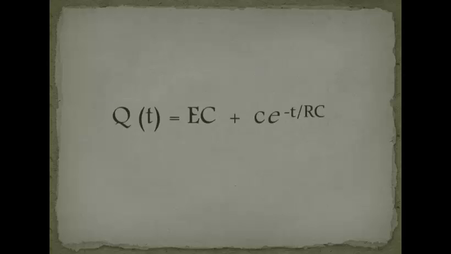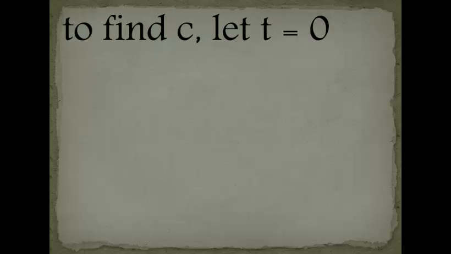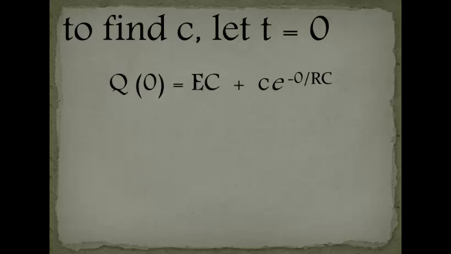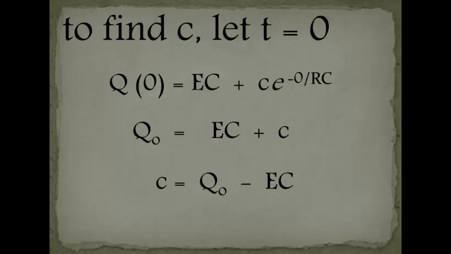Simplifying, we now have Q of t is equal to EC plus C times e to the negative t over RC. Now, to find C, we let t equals 0. So, Q of 0 is equal to EC plus C e to the negative 0 over RC. Then, Q0 is equal to EC plus C, and C is equal to Q0 minus EC.